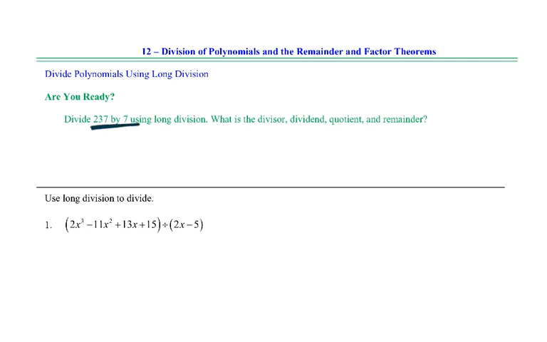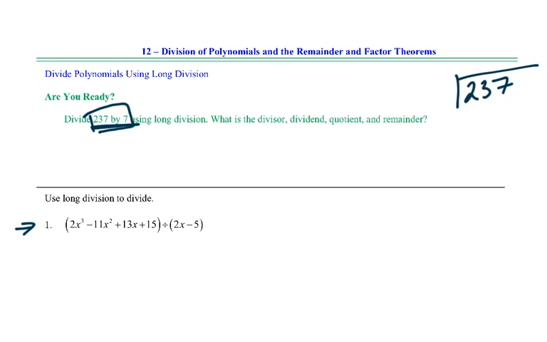pre-assessment activity, and I tell my students in Math 009 all the time that one of the reasons why we need to understand the process of division with numbers and not just rely on a calculator to do it is because when we have to divide polynomials, it's the same exact process that we use for division with numbers. So let's divide 237 by 7 using long division. What's the divisor, dividend, quotient, and remainder?